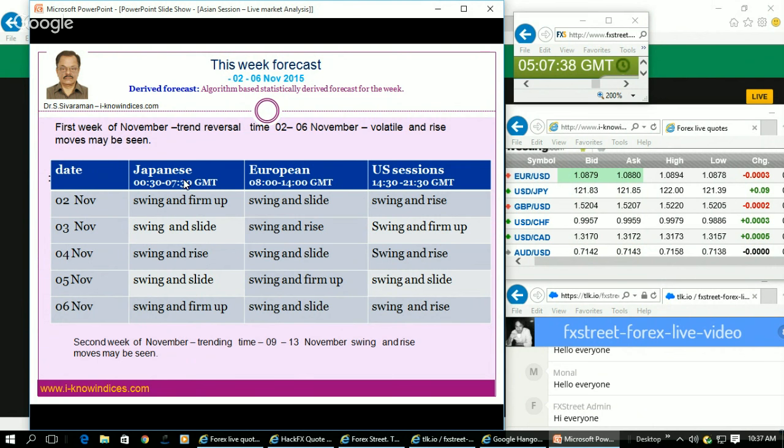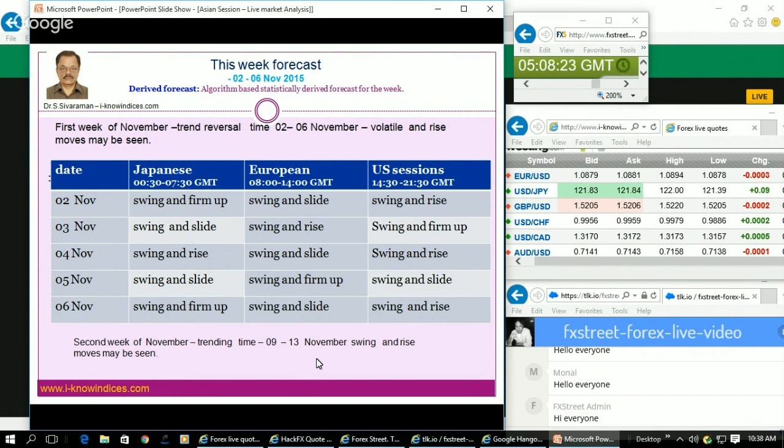As you know, from this week the daylight saving system is turned off. As a result, the Japanese session is up to 7:30 GMT, and there is a gap of 30 minutes between Japanese and European sessions. Then the European session starts at 8 GMT. From this week onwards, the European session gets over by 14 GMT, and the US non-farm payroll will be announced by 13:30 GMT, 30 minutes before the close of European trading. Later the US session is expected to start at 14:30 GMT and last till 21:30 GMT.